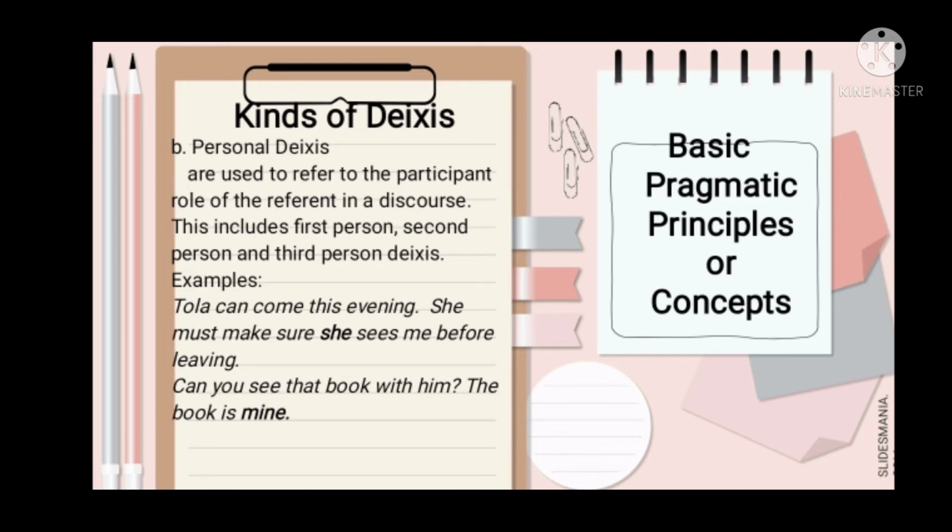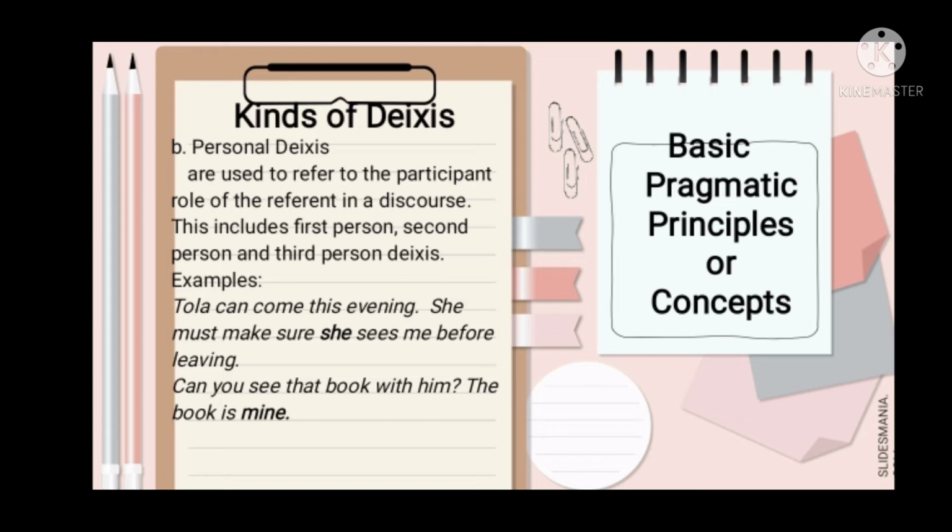Personal deixis. These are used to refer to the participant role of the referent in a discourse. This includes first person, second person, and third person deixis. This also means that in personal deixis, we use the first person point of view, second person point of view, and third person point of view. Examples are, "Tola can come this evening. She must make sure she sees me before leaving." And the deictic word is the pronoun she.